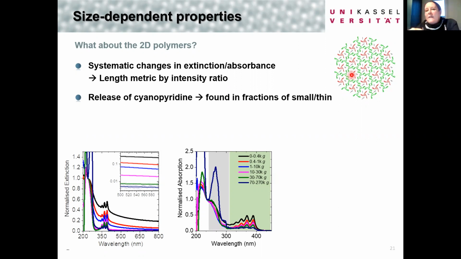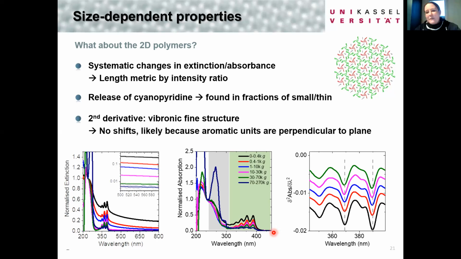It is a template that was used for the synthesis, and when we exfoliate it, it's released. So that's this. But when we look at the other transitions, here we see beautiful vibronic fine structure. Even when we zoom in on the second derivative, we can try as much as we want. There is no shift. So how do we understand this?